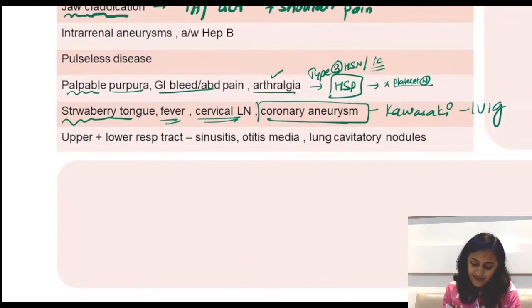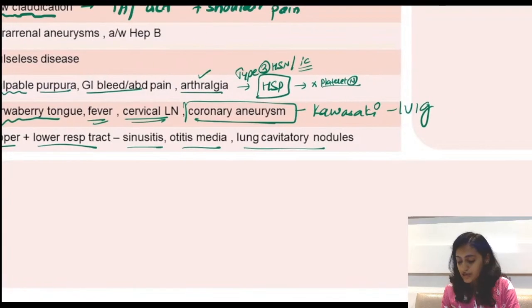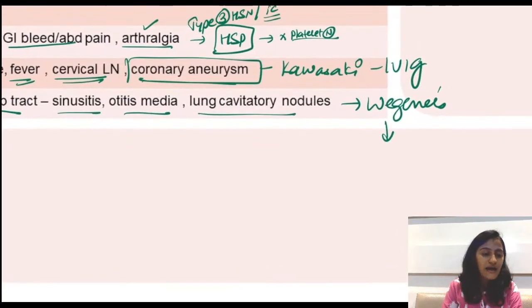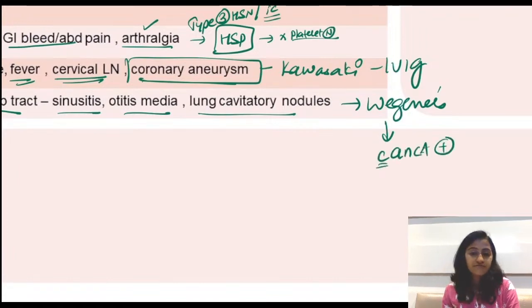So look at the last line here. Upper plus lower respiratory tract, that is, the patient will have a history of sinusitis, otitis media, and cavitary lung nodules. This is going to be the history of Wegener's. And what antibody is positive in Wegener's? Very, very important. Remember that it is C-ANCA positive. Whenever you see C-ANCA positive, you always have to think of Wegener's.